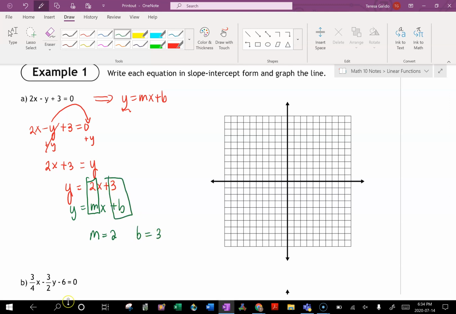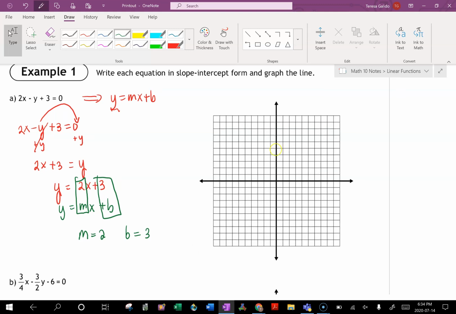Which means your graph is going to hit the y-axis at 3. And from there, we will be finding another point by using your slope. Your slope is written as 2/1, which means this is your rise, and this is your run. So how do we write that down?